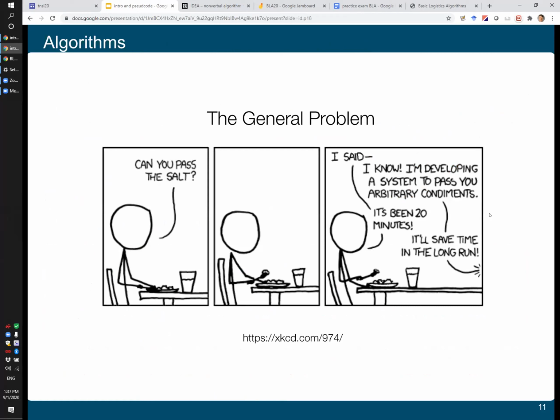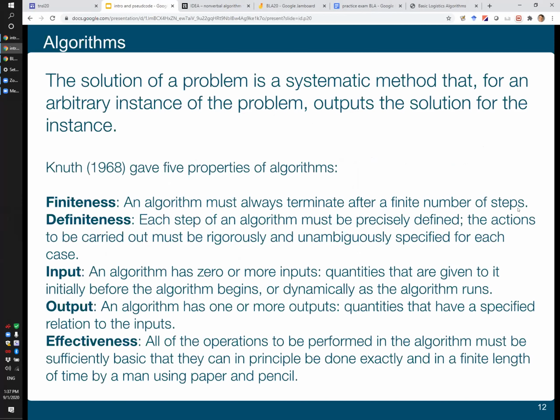And yes, here is an XKCD cartoon. Somebody is asking the algorithmist, could you pass the salt? And well, the algorithmist is not doing anything. And why are you not doing anything? Well, I'm preparing an algorithm to pass arbitrary condiments. And then yes, for a specific instance of passing a salt, you would just apply this generic algorithm. So algorithms are really dealing with generic problems, generic inputs. They have to give you the output for any kind of input, not just for some specific inputs.